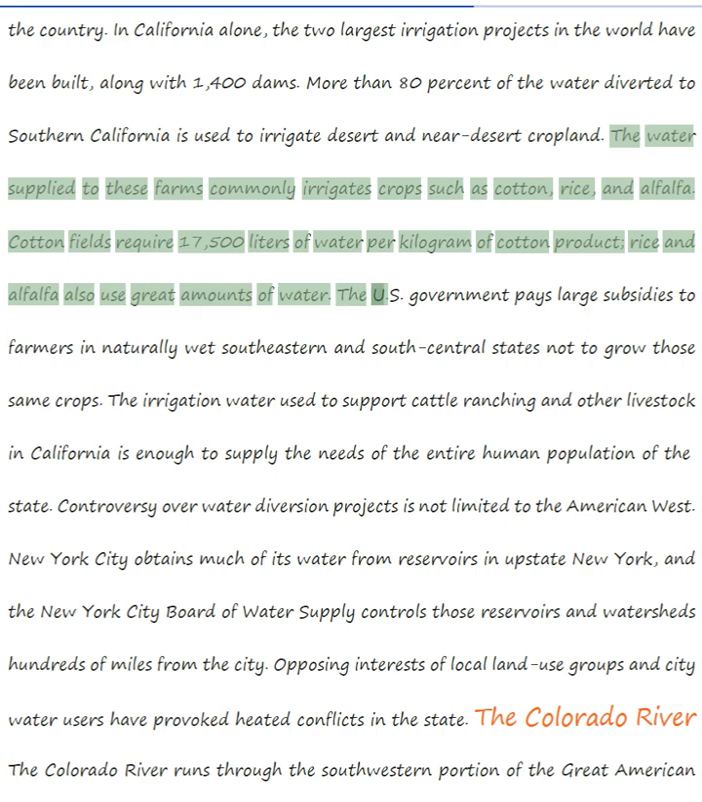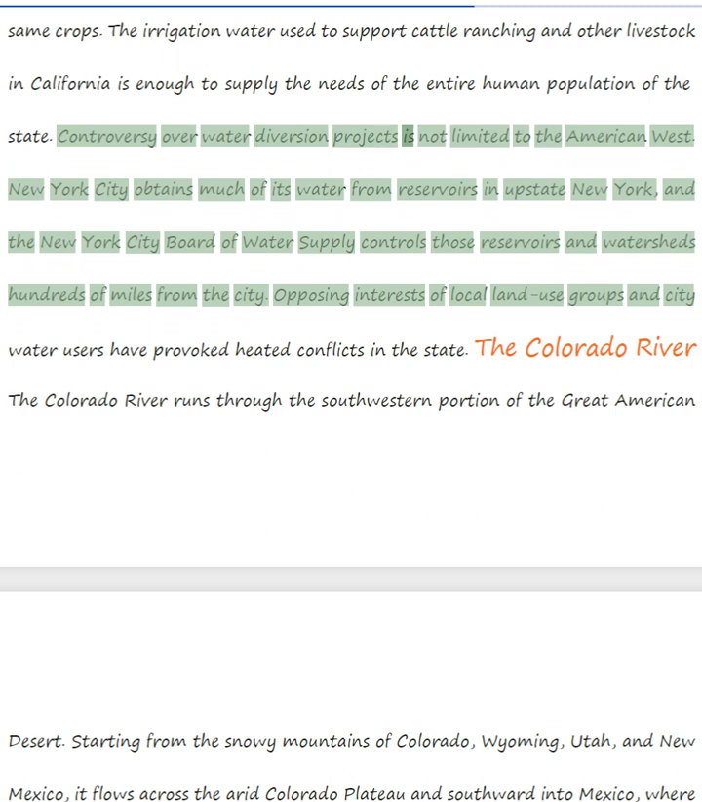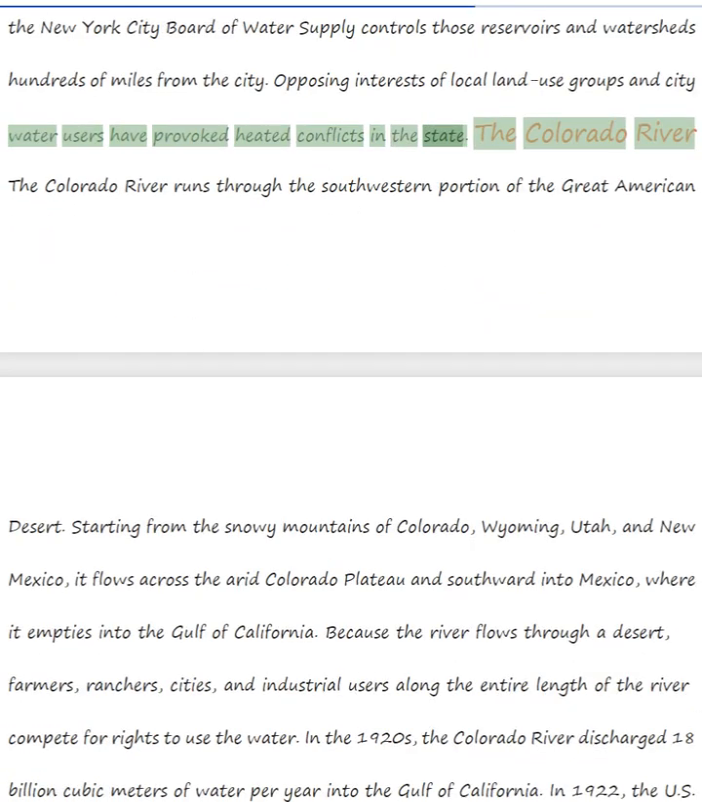The U.S. government pays large subsidies to farmers in naturally wet southeastern and south-central states not to grow those same crops. The irrigation water used to support cattle ranching and other livestock in California is enough to supply the needs of the entire human population of the state. Controversy over water diversion projects is not limited to the American West. New York City obtains much of its water from reservoirs in upstate New York, and the New York City Board of Water Supply controls those reservoirs and watersheds hundreds of miles from the city. Opposing interests of local land use groups and city water users have provoked heated conflicts in the state.